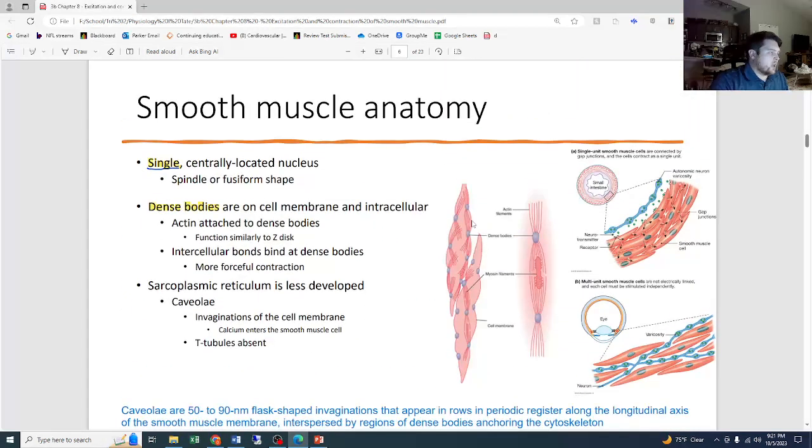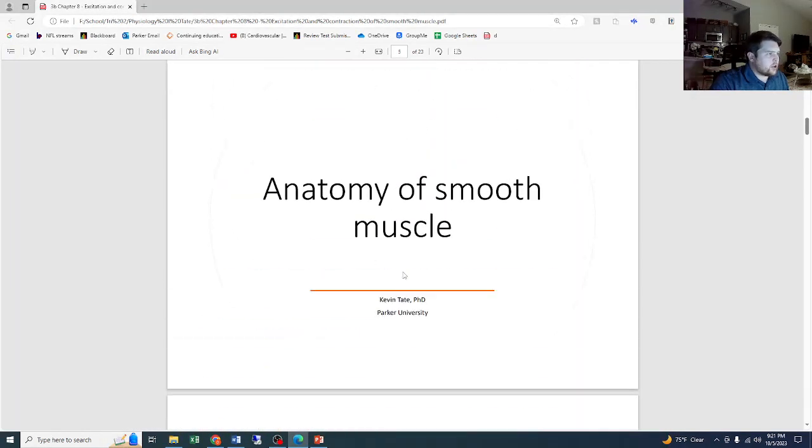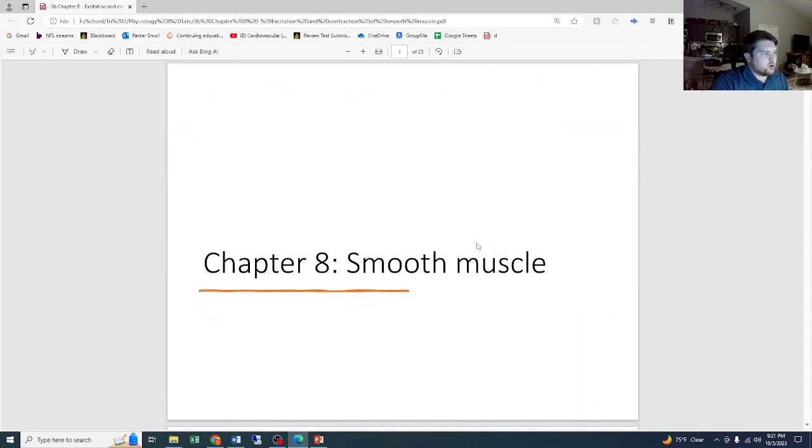You will see a lot of stuff in your pathology courses about smooth muscle and its involvement and kind of how it does its thing. So very important to know and to understand now to set you up for the future.